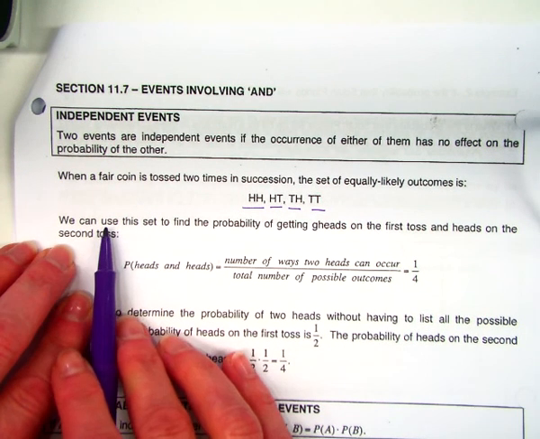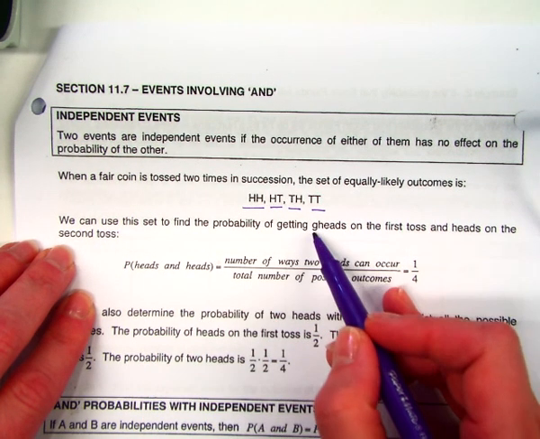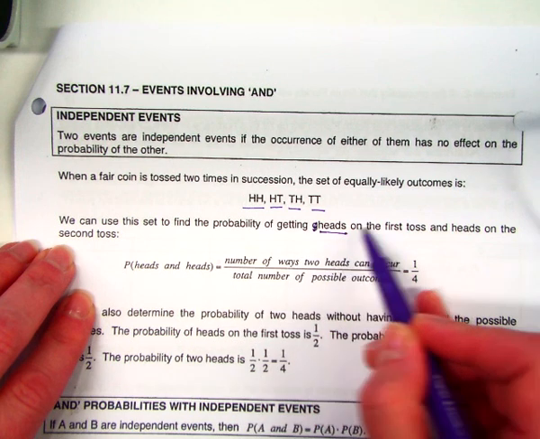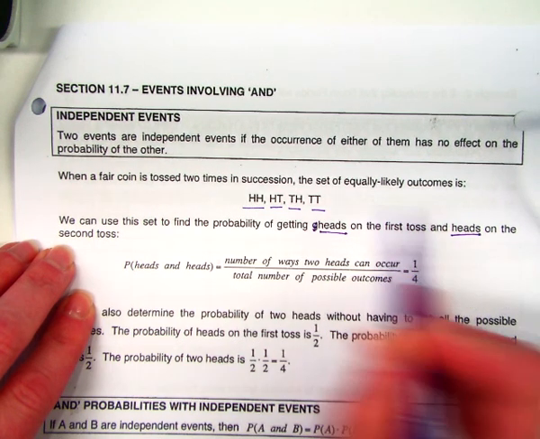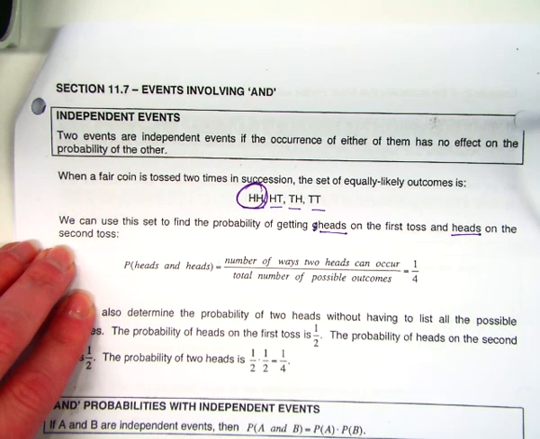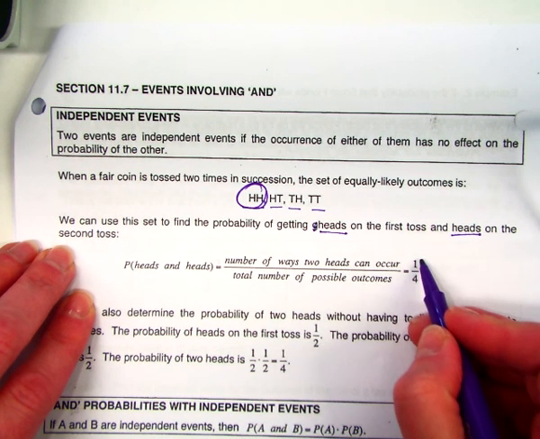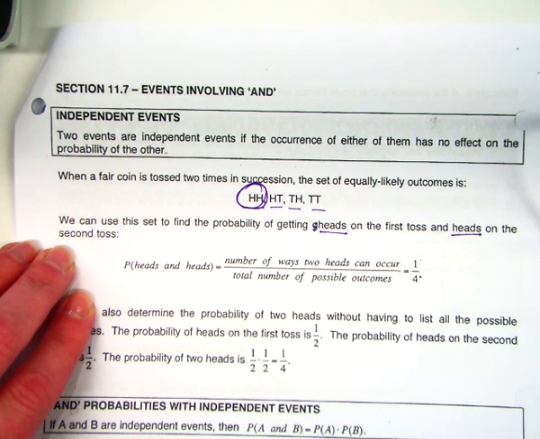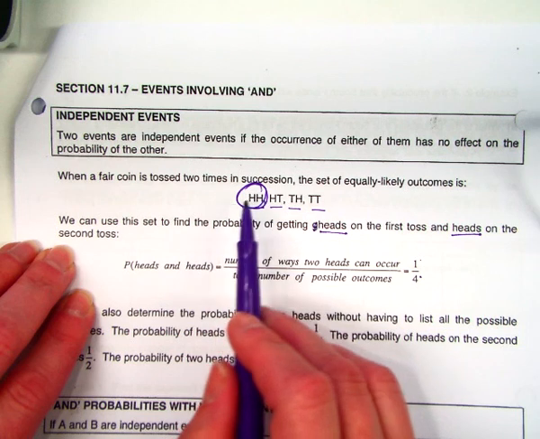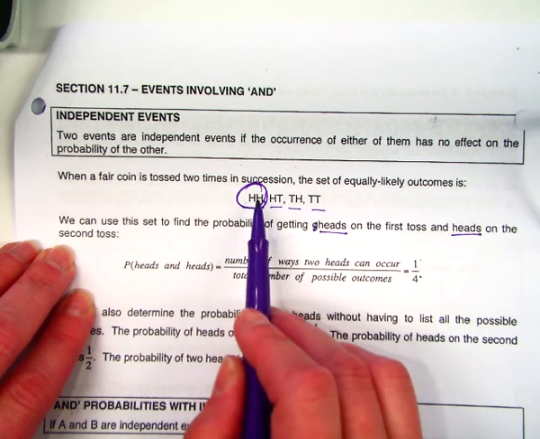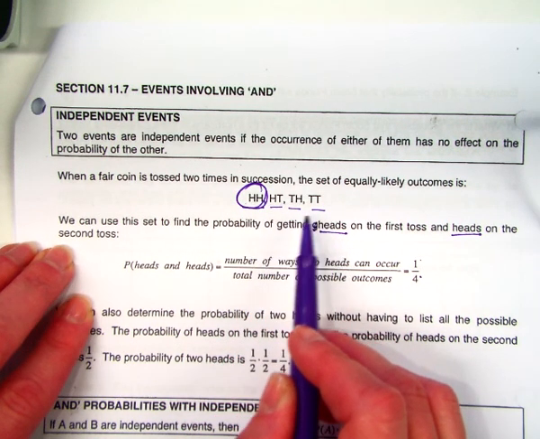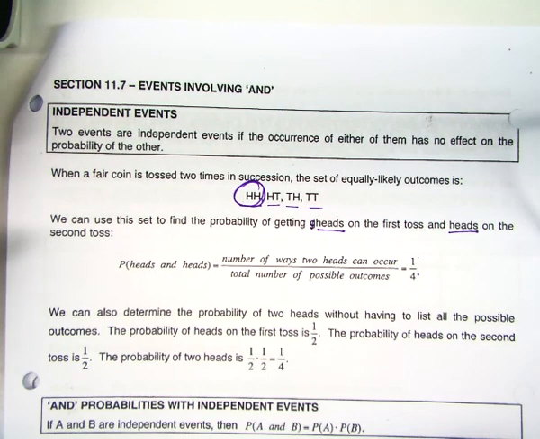We can use this set to find the probability of getting heads on the first toss and heads on the second toss. So that's this situation right here. It's the HH. What's the probability of that? Well, there's 1 out of the 4 possible outcomes. Now, listing the possibilities for this problem, there's only 4 of them. But what if you were tossing it 100 times? That would be a lot of possibilities to list.